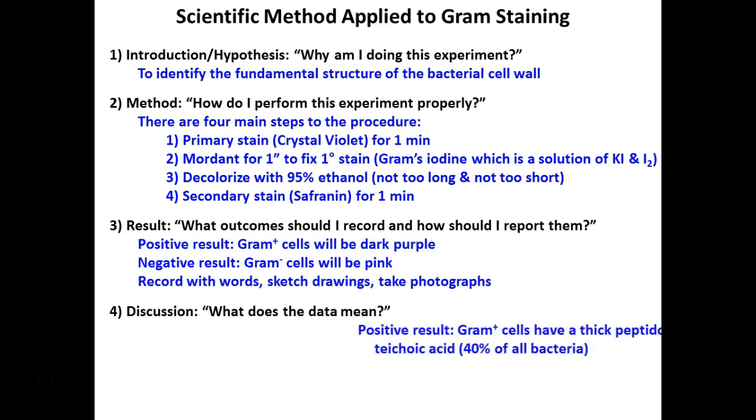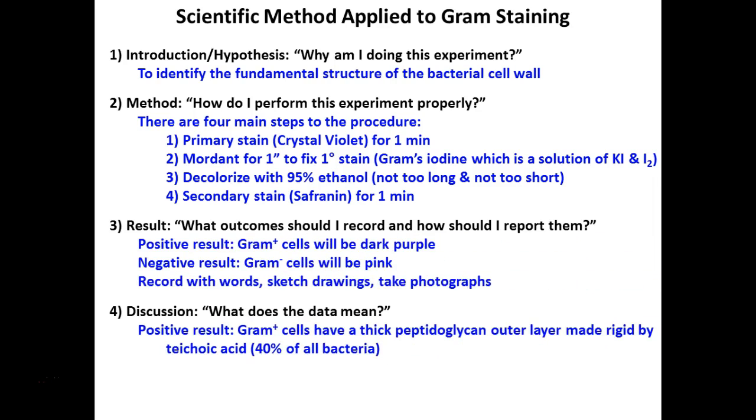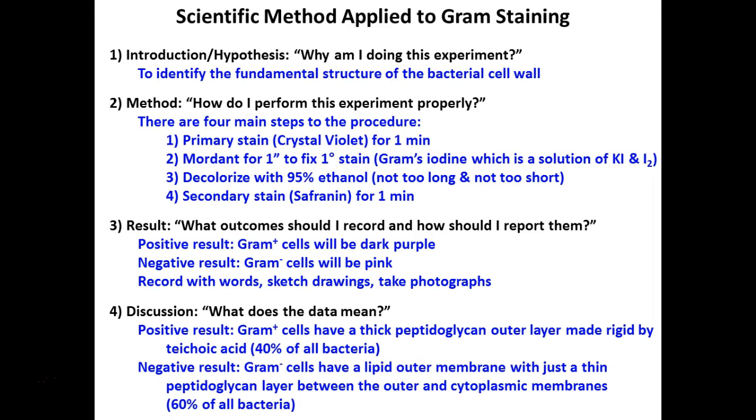And for us, remember that that really tells us about the cell wall, right? If you're gram-positive, you have that thick peptidoglycan layer. If it's gram-negative, it's the thin layer and an outer membrane. And as I said, it's about 60-40.